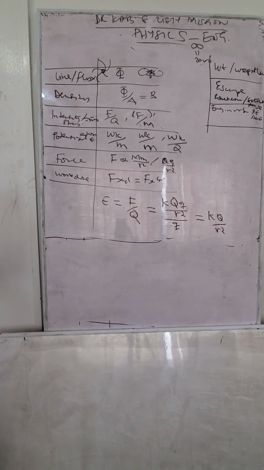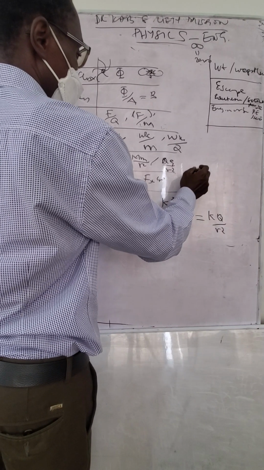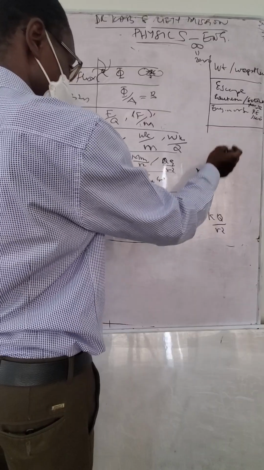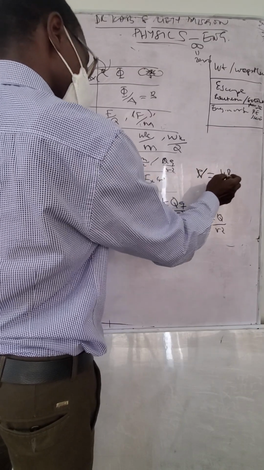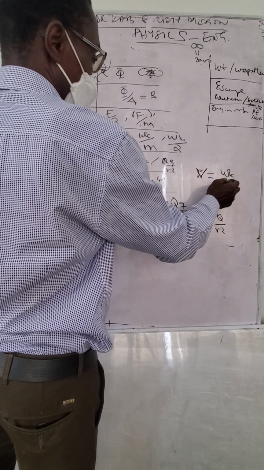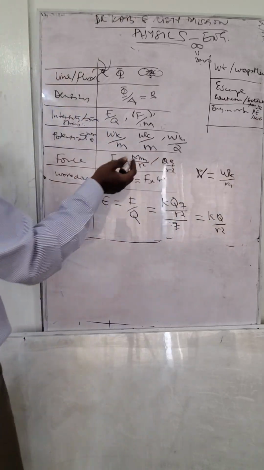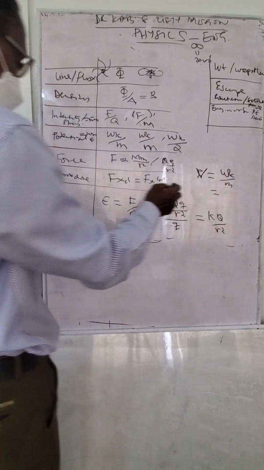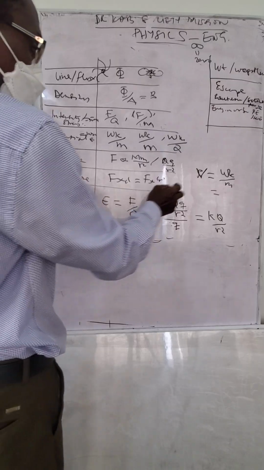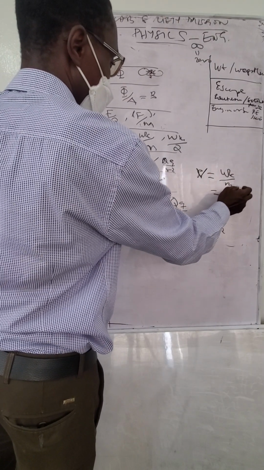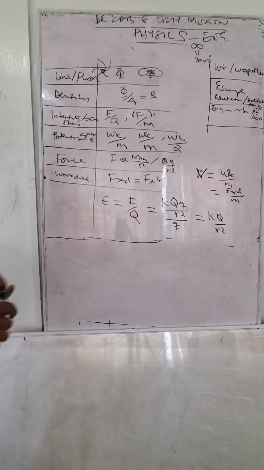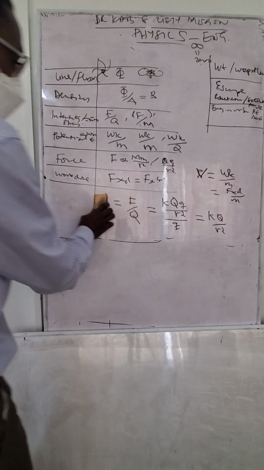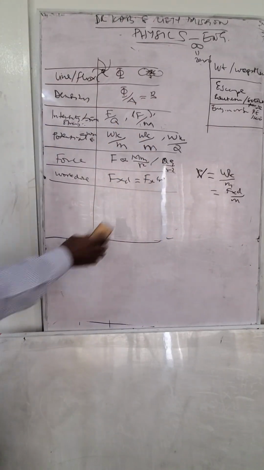So if I say find the potential at the point, the potential is usually given like this. The potential is work done over mass. So what's the work done? Work done is force times distance. So it's the same as force times distance over m. Let's see how that will work out, so that you don't need to commit them to memory, then that will guide you.